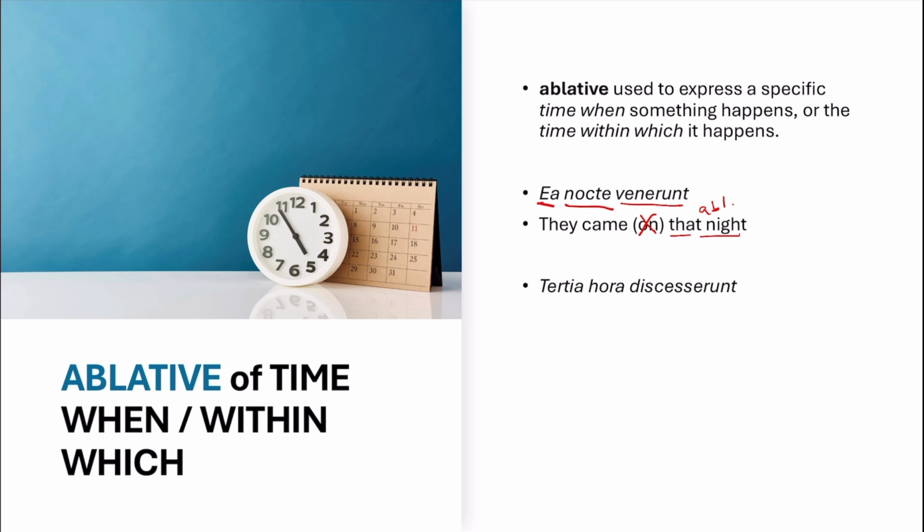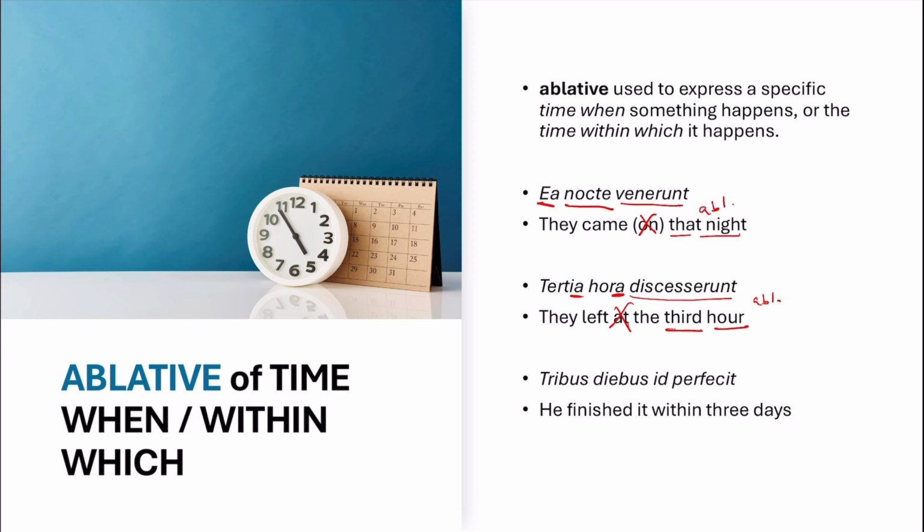Then tertia hora discesserunt. They left, they departed, at the third hour. So it tells you when they left. Tertia hora, ablative endings. So again, we don't need a word for at, and then we just put third hour into the ablative. And another example, tribus diebus id perfecit. He finished it within 3 days. So just a way to show you that you could say within or on or at, all meaning that you will take the time expression into the ablative, and so there 3 days goes into the ablative, tribus diebus.